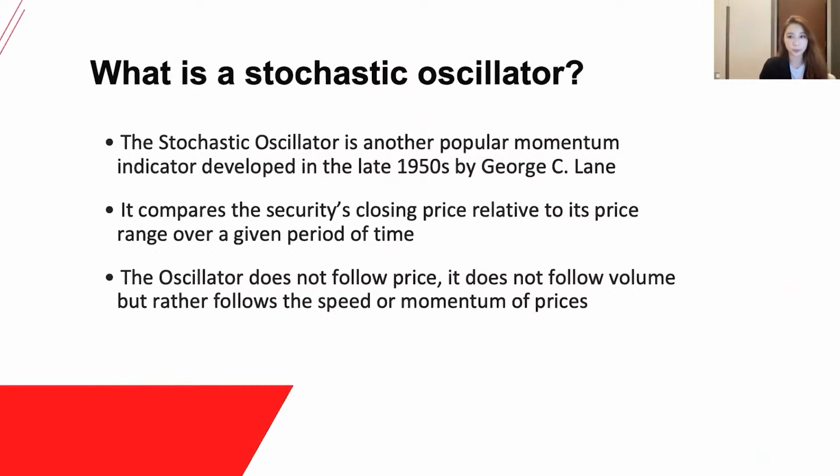So what exactly is a stochastic oscillator? Some of the background: it's a popular momentum indicator developed in the late 1950s by George Lane. We are looking at it as comparing the security's closing price relative to its price range over a period of time. Sounds relatively close to a moving average, but slightly different. The oscillator does not follow the price and it does not follow the volume, but rather follows the speed or the momentum of the price.